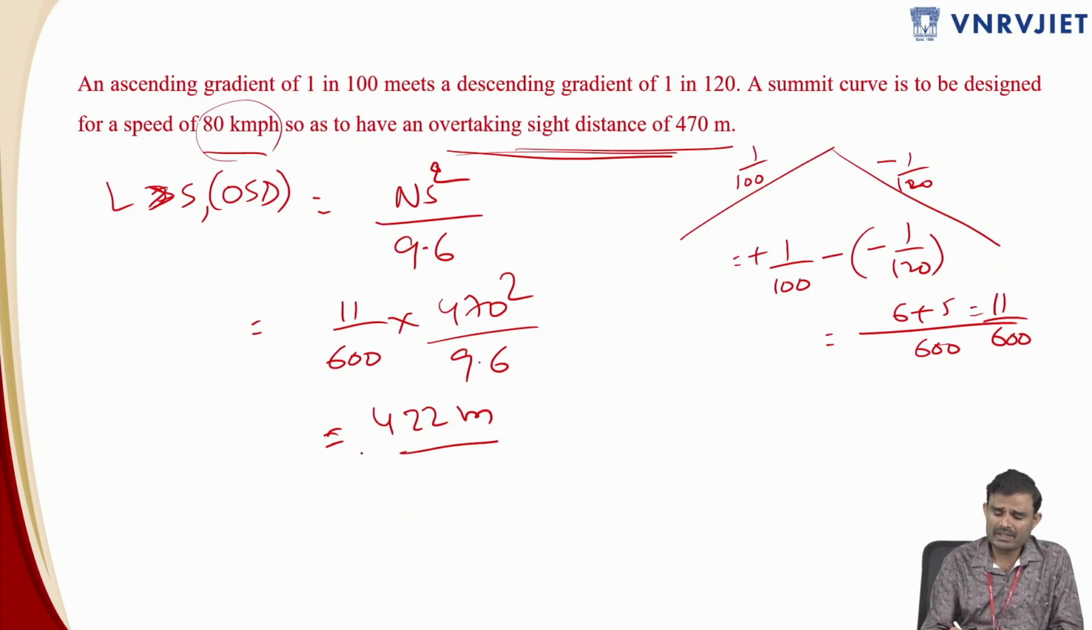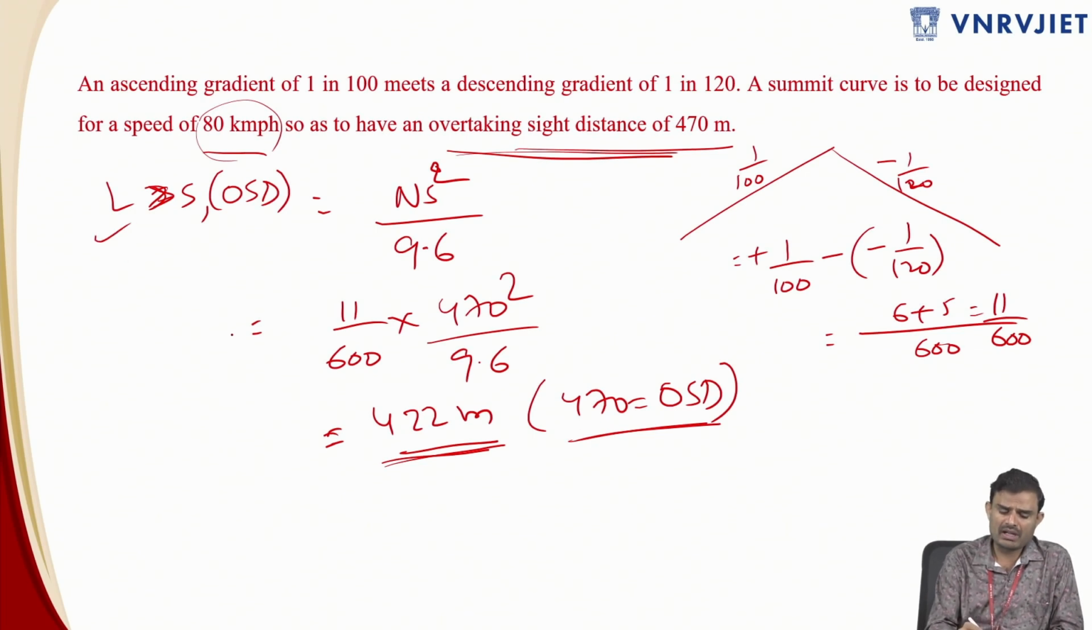But is this 422 meters, L greater than S? S is nothing but 470, which is nothing but OSD. But L is not greater than S. I've got 422 and here OSD is given as 470. But my assumed condition is that whatever L I calculate will be greater than the given value of 470 meters. But that is not true. Then we have to revise this formula. We have to go with the second condition where L is less than S.